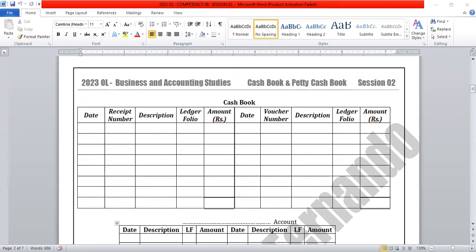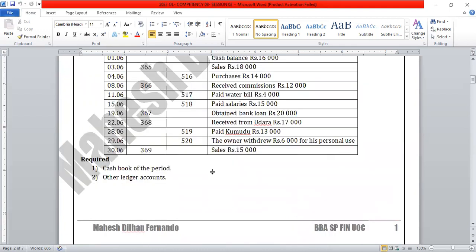Right, here we go. Question number 4. Cash book. It's very simple, once again. The receipts are debited, the payments are credited, because cash is an asset. Right. First one, transaction number 1.